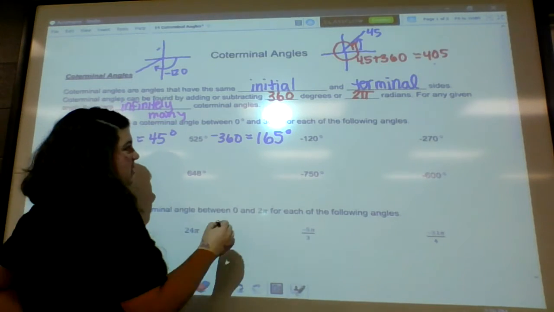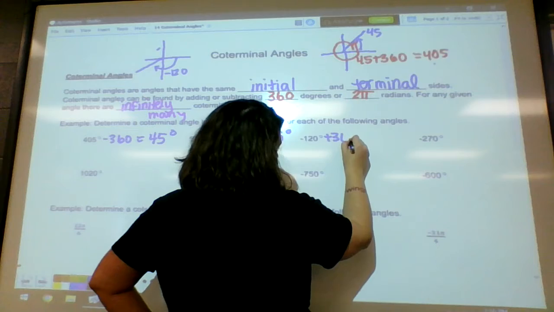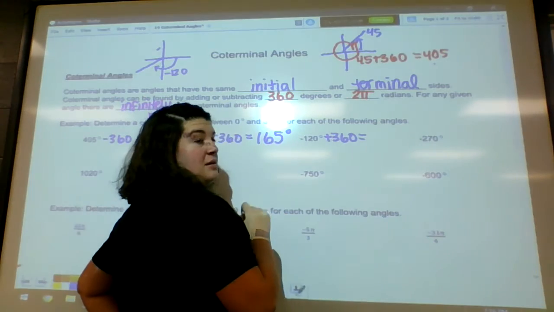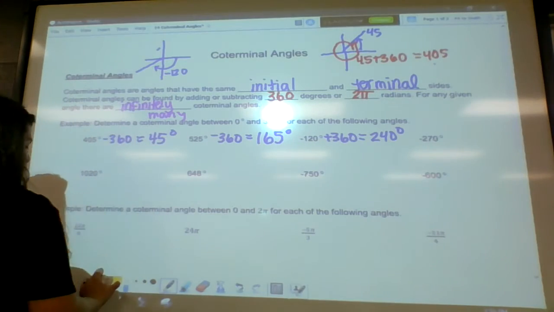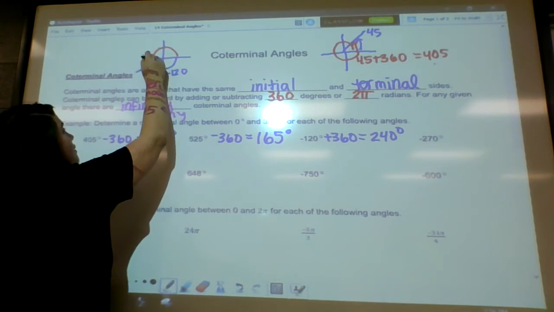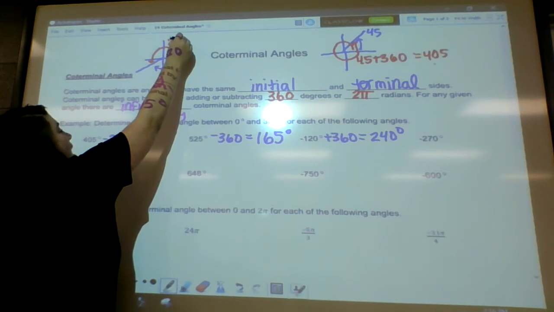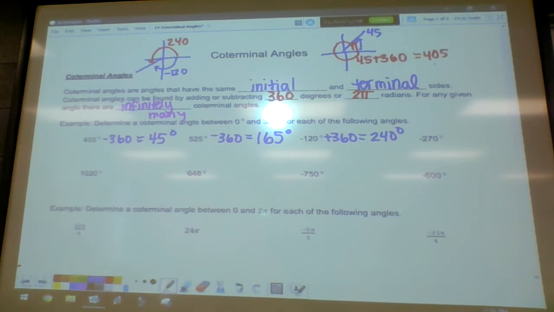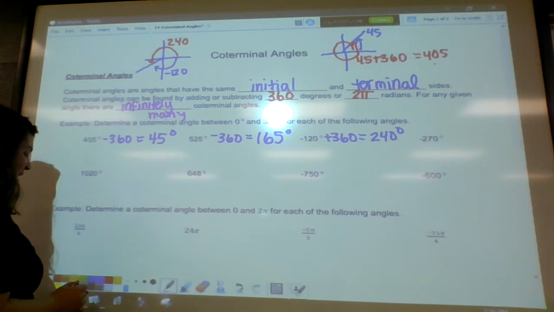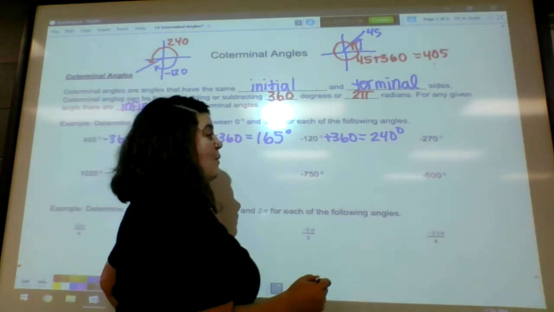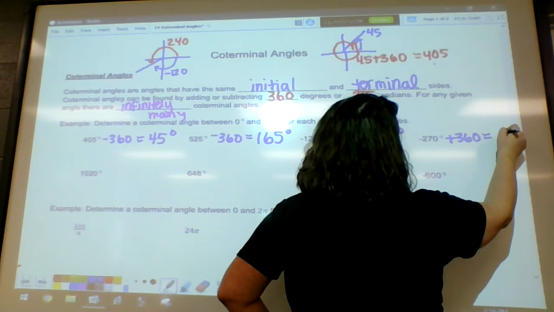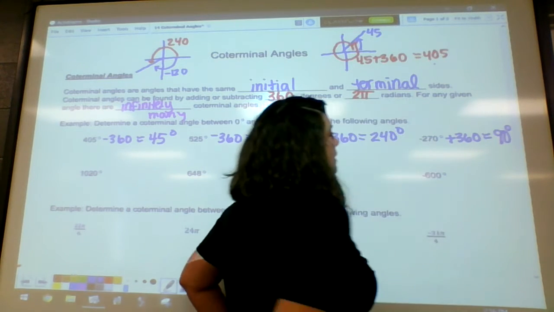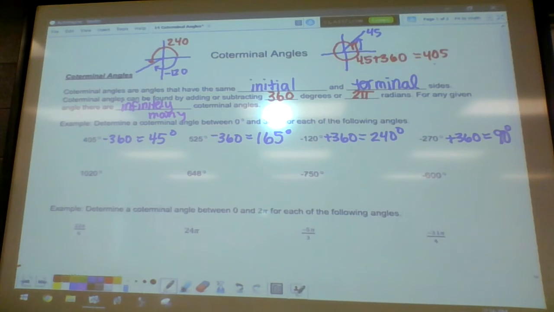So if you want an angle between 0 and 360, if you add 360 in this case, that'll get us 240. And so if you think about it, the positive 240 is the same as the negative 120. Negative just happens to go the other direction. All right, negative 270. If you want to get an angle between 0 and 360, we would have to add 360 in this case, and we get 90. So negative 270 is the same as a 90-degree angle.